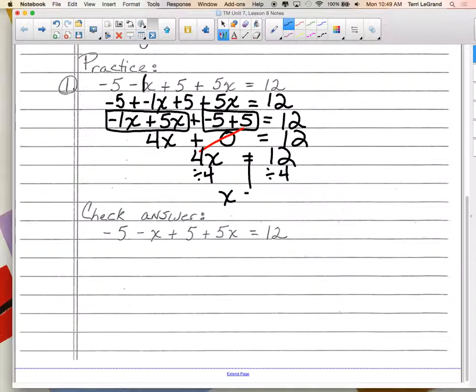So what does our x equal? 3. Let's write this behind it after we circle. This is our solution. We have solved that equation.